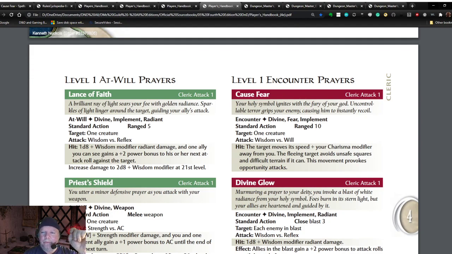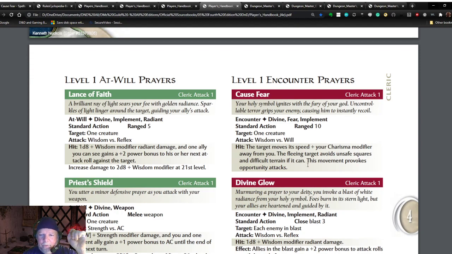Holy symbol ignites the fury of your god. Uncontrollable terror grips your enemy, causing him to instantly recoil. Range 10, 1 creature, wisdom versus will. Target moves at speed plus your charisma modifier away from you. Fleeing target avoids unsafe squares and difficult terrain. This movement provokes opportunity attacks.